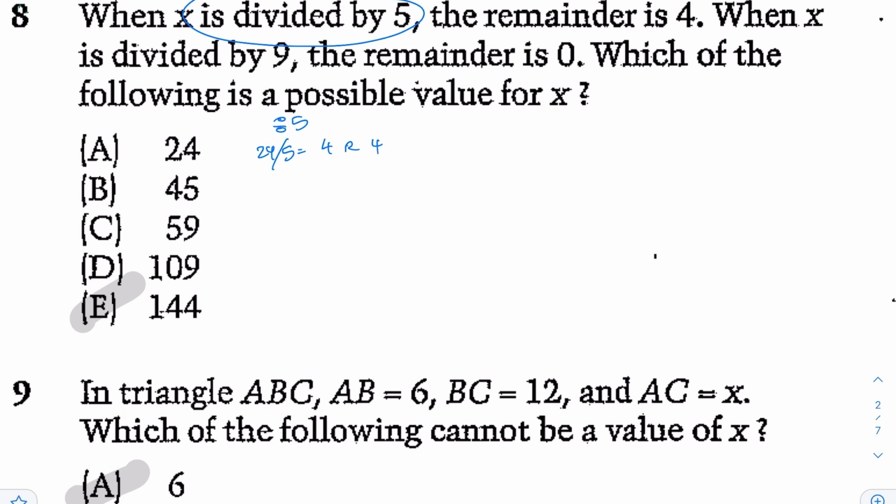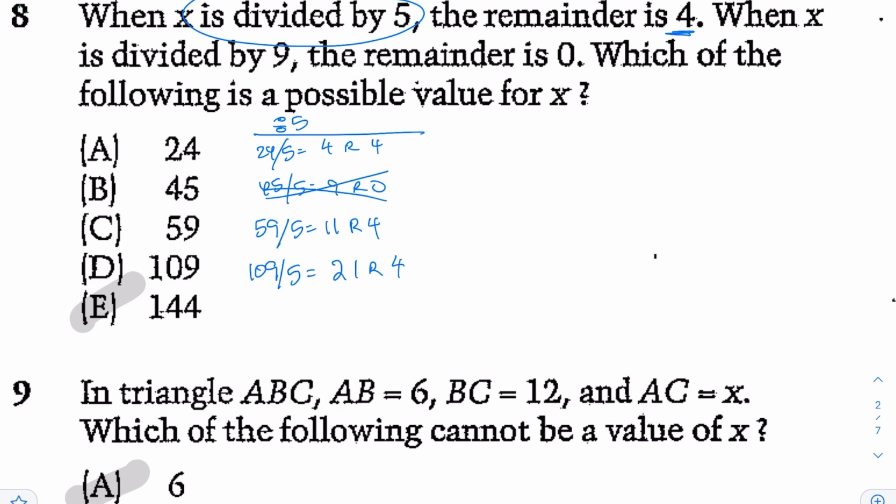For choice B, when you do 45 divided by 5, you get 9, remainder 0. So that's wrong because you want a remainder of 4. For choice C, when you do 59 divided by 5, you get 11, remainder 4. So again, that could be it. For choice D, you have 109 divided by 5. That's equal to 21, remainder 4.